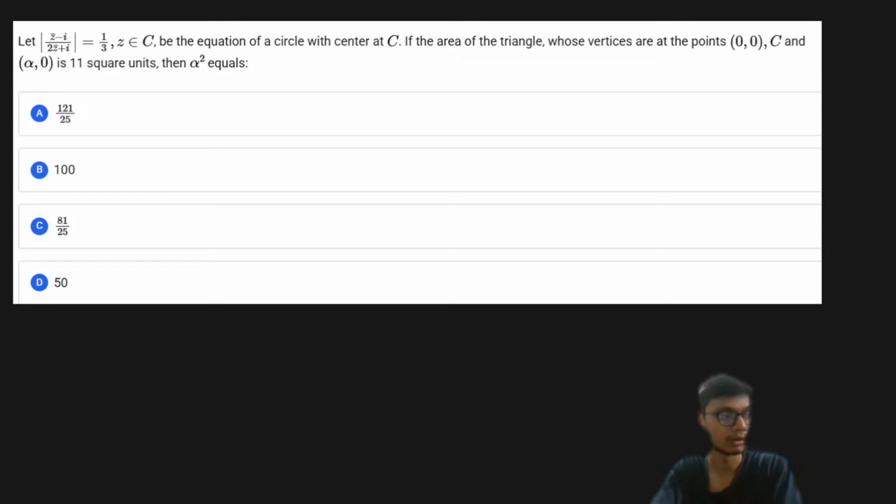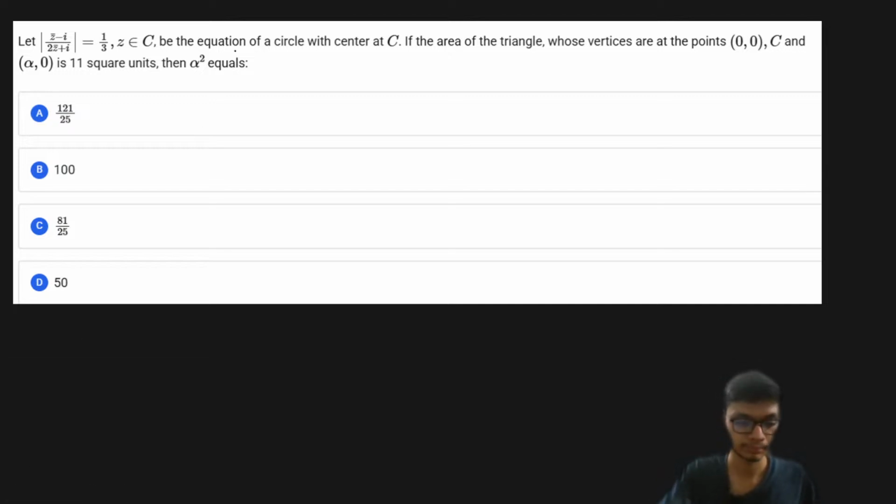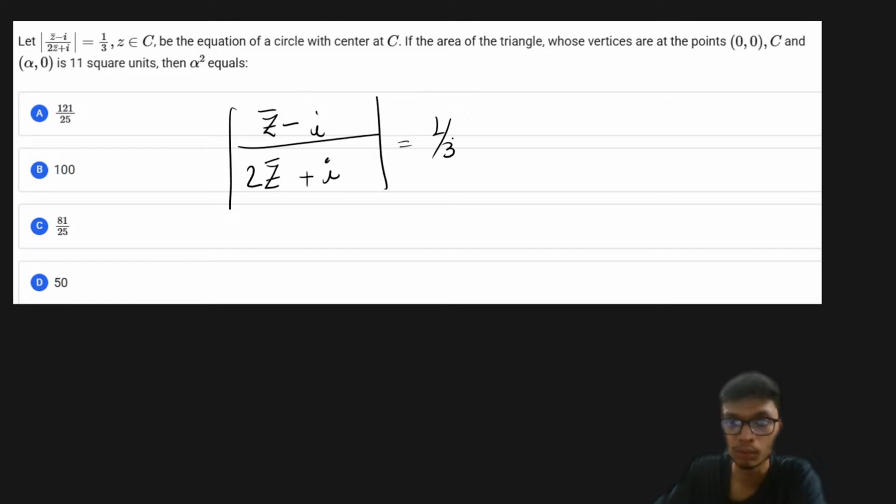So from this part, we will have the next question given as: we are given a relation, that is, the mod of z bar minus iota divided by 2 times z bar plus iota is simply equal to 1 upon 3, right? And it is said that z belongs to the complex numbers. That is what is mentioned in the problem.